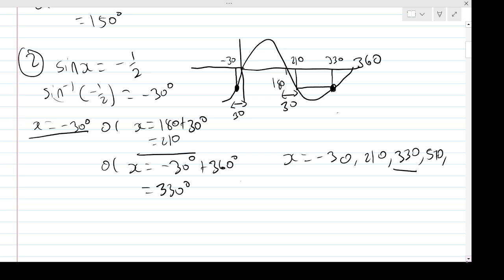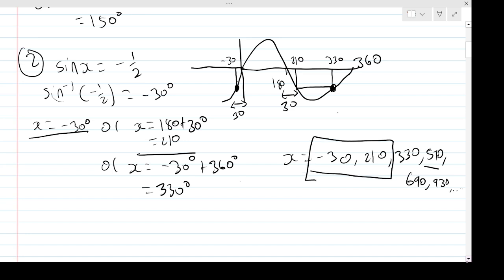I then get 690. And if I did the same then to 570, I get 930. And it keeps going on and on, right? Because obviously the sine graph would keep going on and on as well. So there are multiple infinite solutions by just adding 360 to the first two solutions I get, okay?